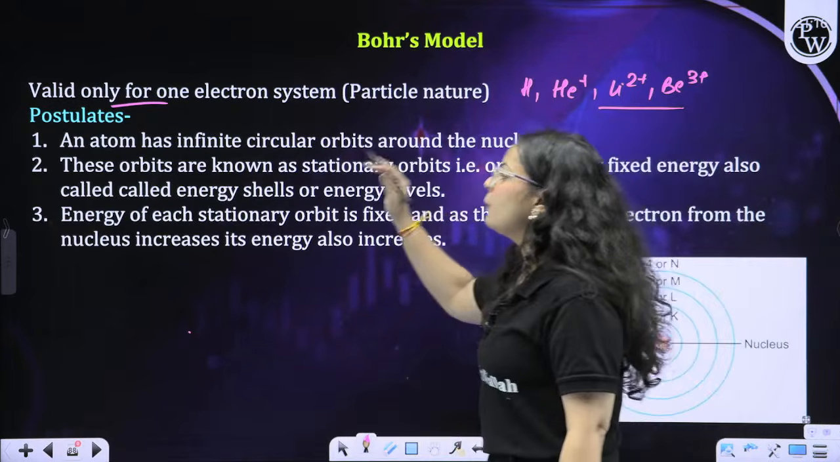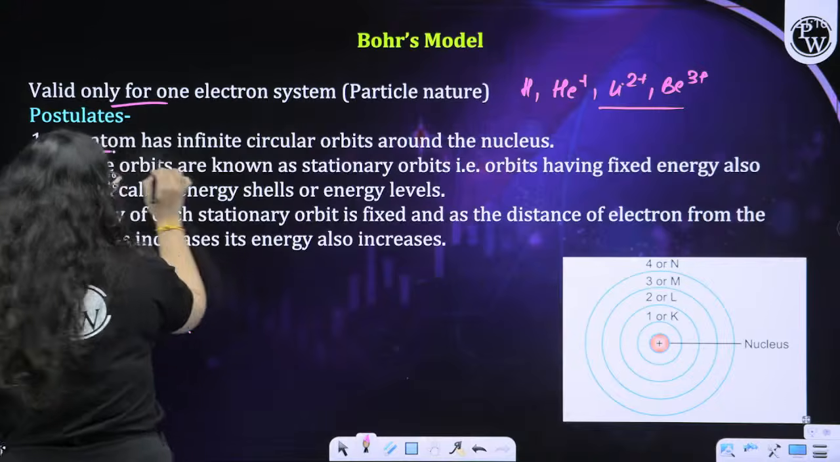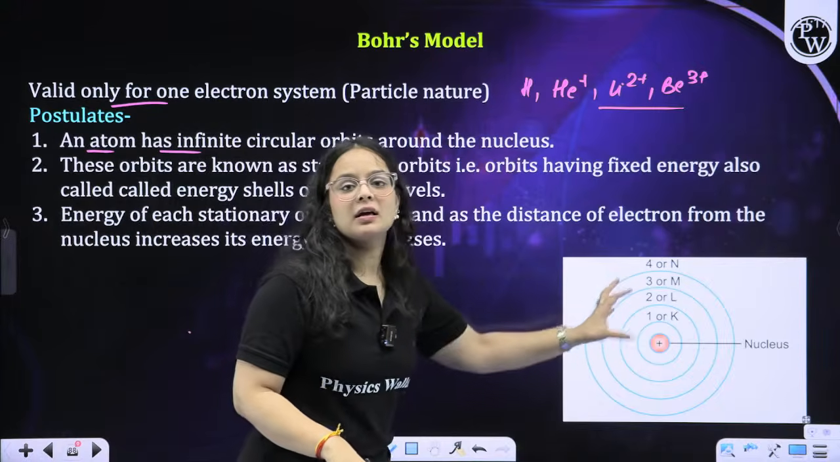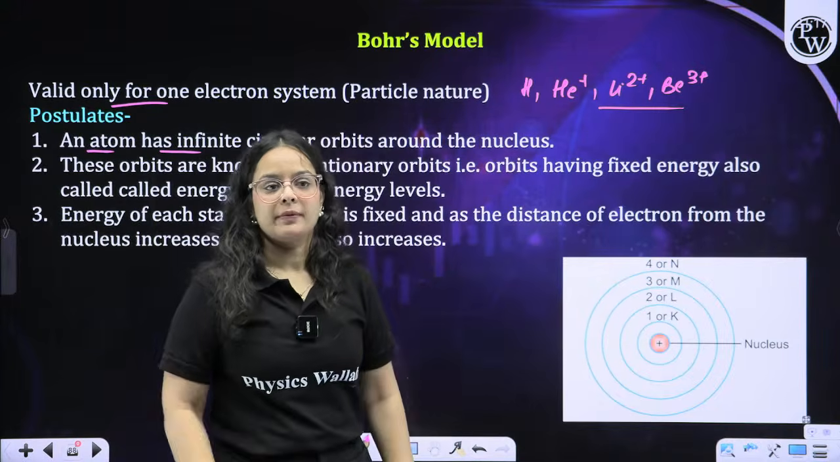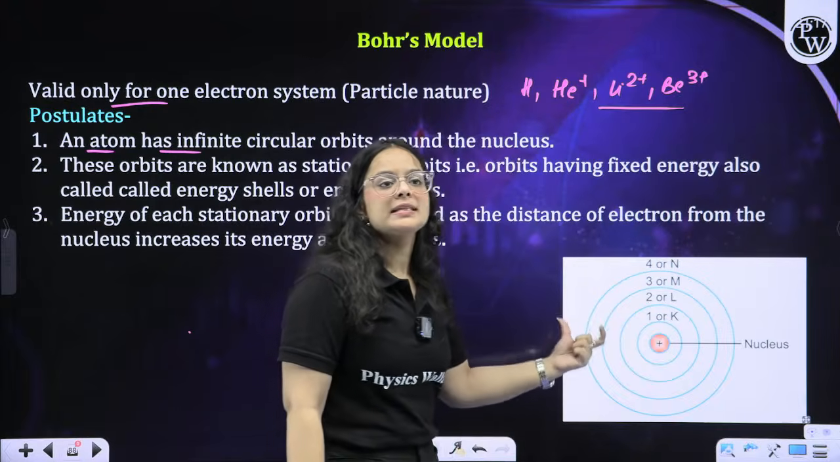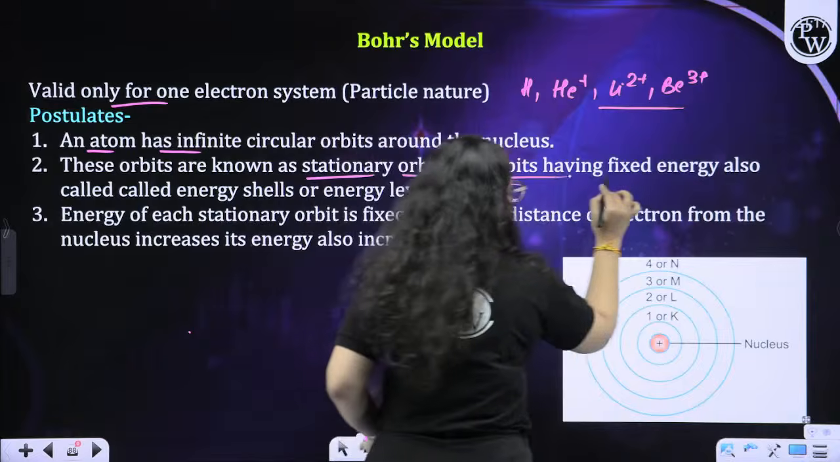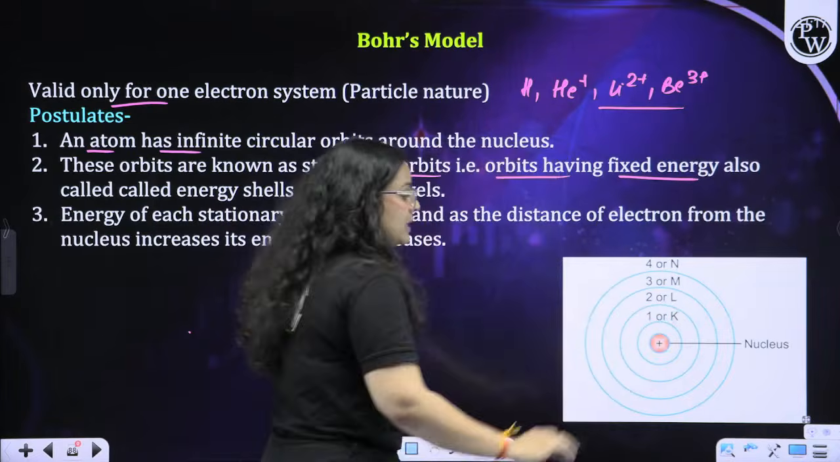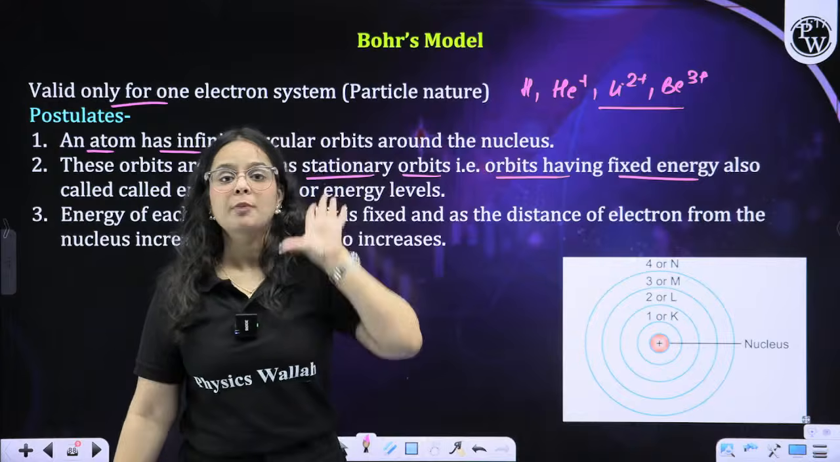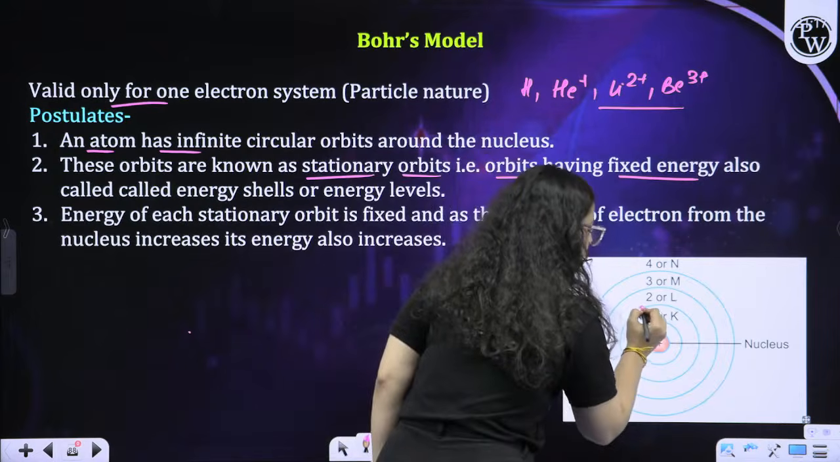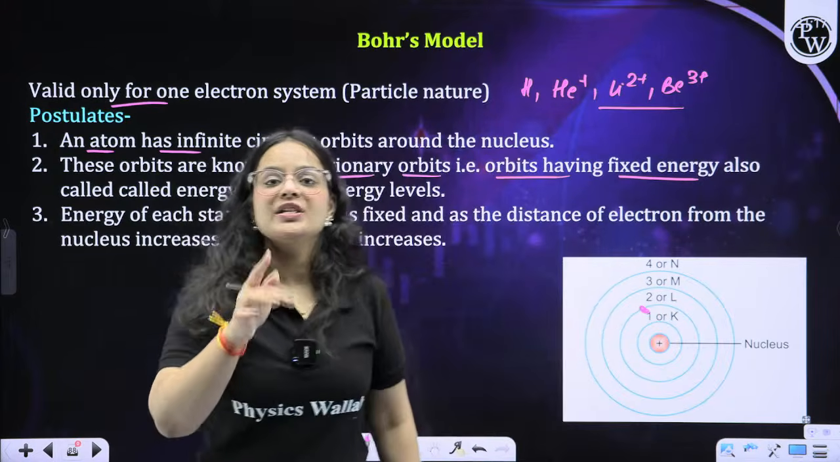Moving on to the postulates of it. Firstly, the atom contains infinite circular orbits. They are infinite, n number, right? They are all known as stationary orbits because they contain fixed energy. Stationary orbits because of their fixed energy. That means if the electron is present in a particular orbit, it will not at all change its energy.